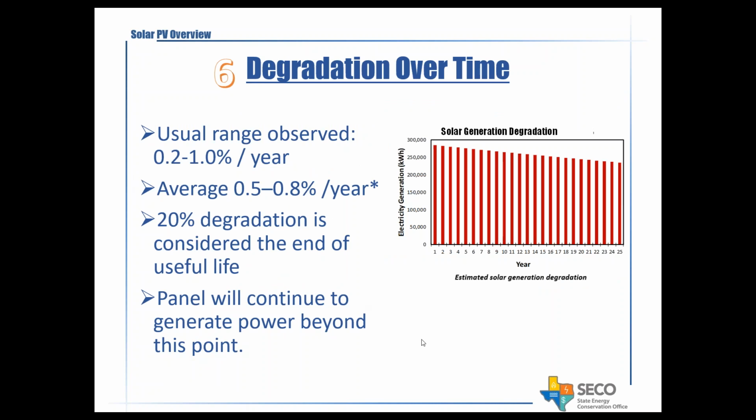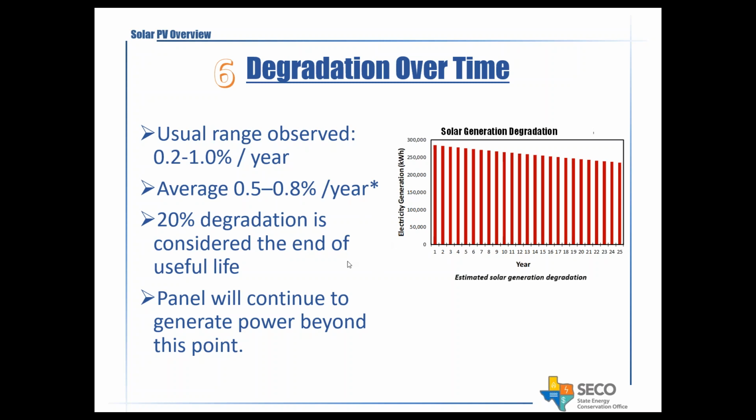So degradation over time is something that should be considered as well. Usually the range observed for the degradation is somewhere between 0.2 to 1% per year. When we look at solar panels, the manufacturers will provide this information in their spec sheets for different panels. So when you're comparing what type of modules you want, you can make sure to look at these degradation ratings. On average, it may be anywhere between 0.5% to 0.8% per year.